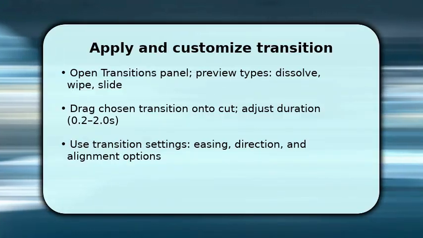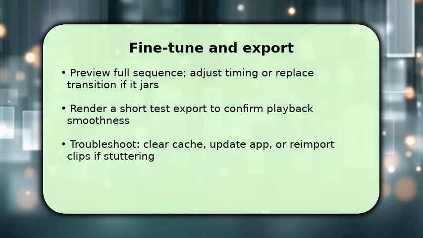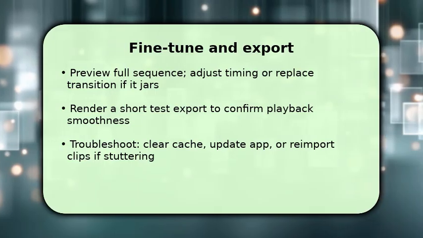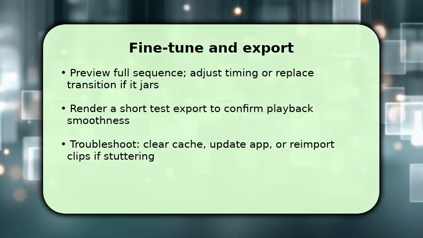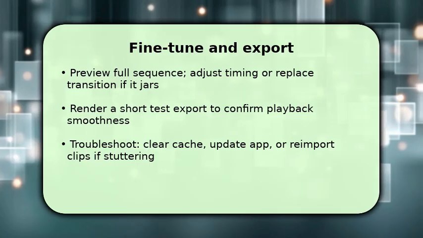Make sure to preview at playback speed, because visual timing often feels different in real time. Finish by watching the full sequence and listening for rhythm. You'll often spot a transition that needs slightly more or less duration. Adjust by dragging edges of the transition or swapping types until the motion reads naturally.